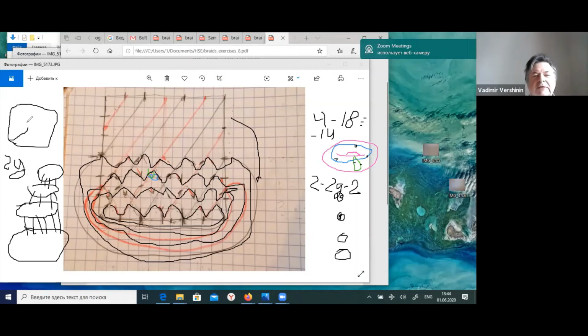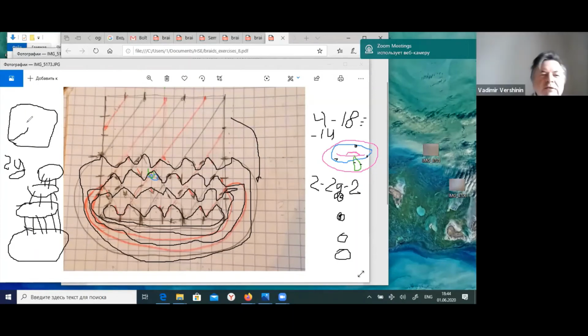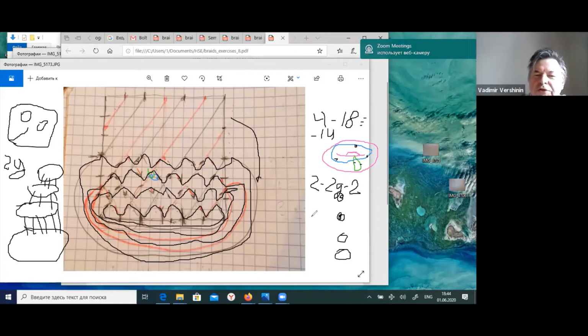Because this is not a knot, this is a link. And the surface has a boundary consisting of 2 components. So the formula, which for one component was 2 minus 2g minus 1, now becomes 2 minus 2g minus 2.